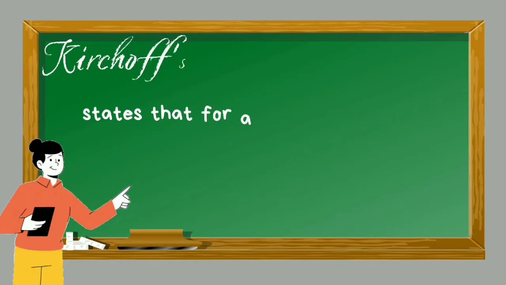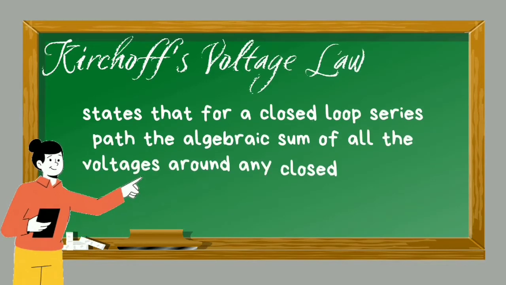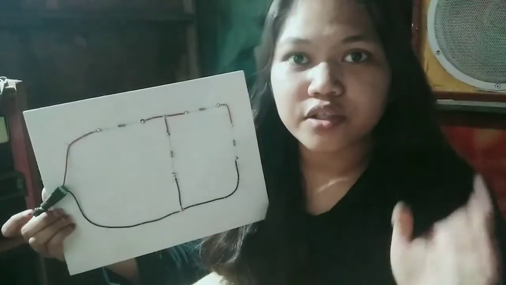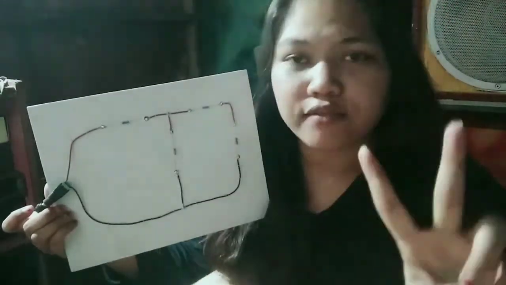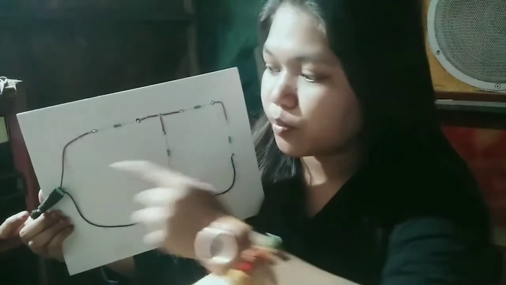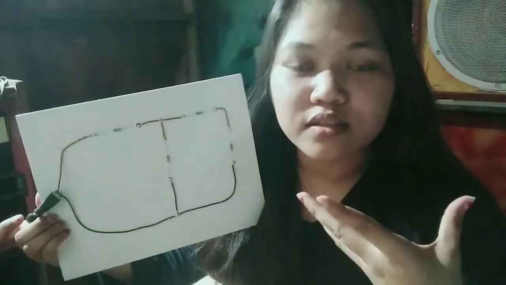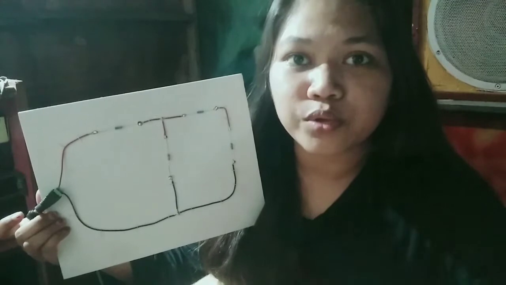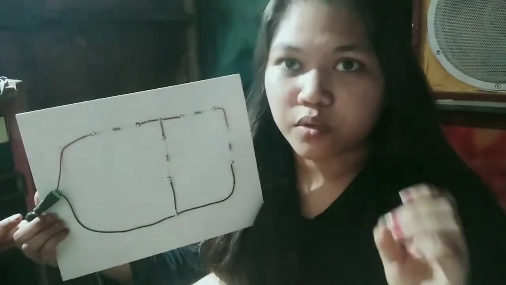Kirchhoff's voltage law states that for a closed loop series path, the algebraic sum of all the voltages around any closed loop in a circuit is equal to 0. If we apply Kirchhoff's voltage law, we will have two loops. This would be the first loop and this would be the second loop. And as it states, the voltage sum of any closed loop series path would be equal to 0.